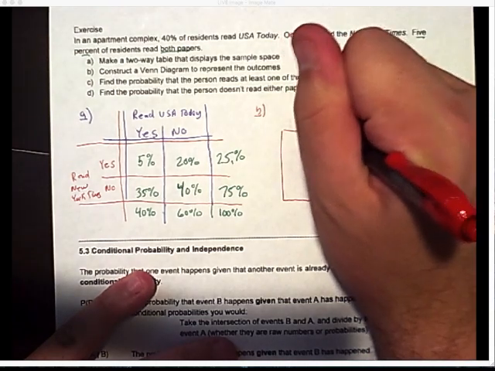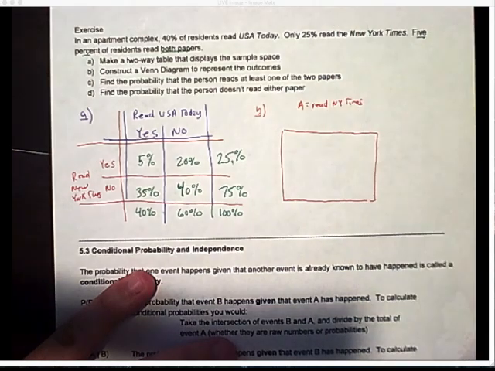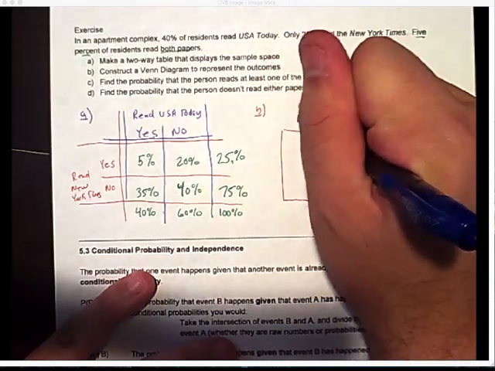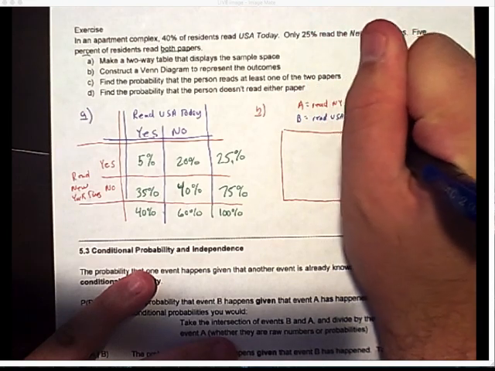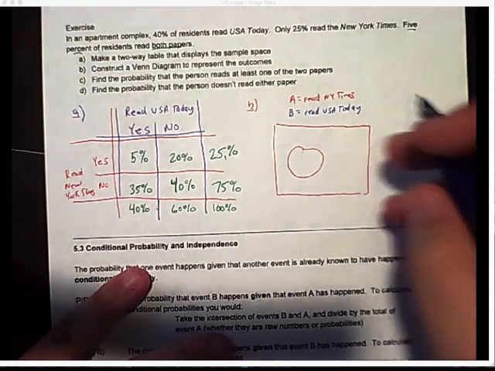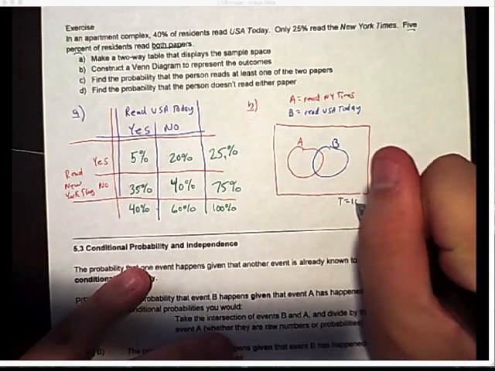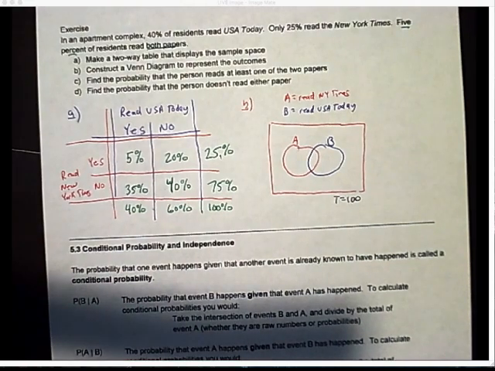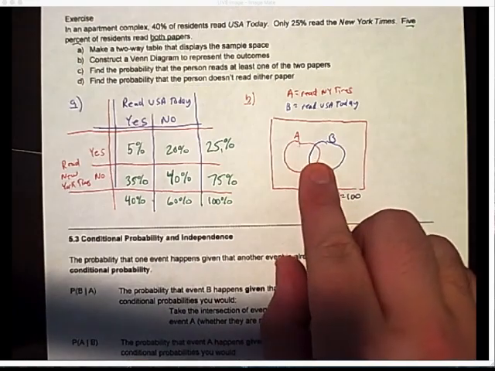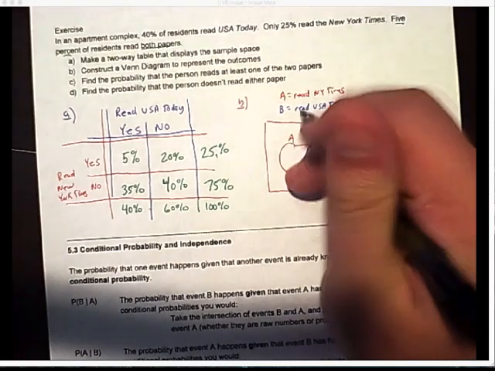All right, so I'm going to let A equal read New York Times. I'm going to let B be read USA Today. We know that we have 100%, so I'm just going to treat this like 100. All right, so the numbers that go in here. The middle is the intersection. So how many read both? 5. So the number 5 would go in there.